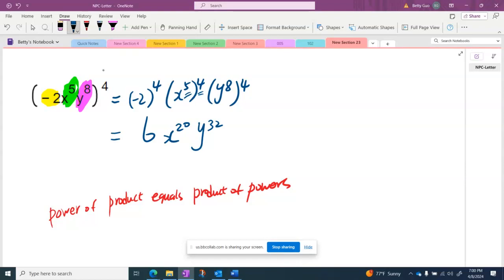And that's the answer, okay? 6 times x to the power 20 times y to the power 32. Questions?